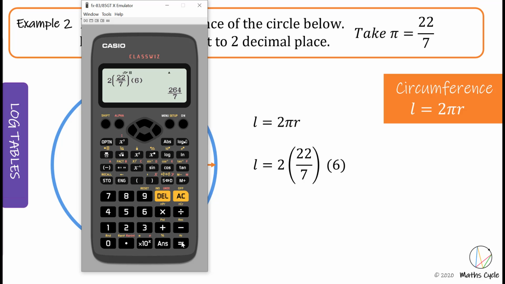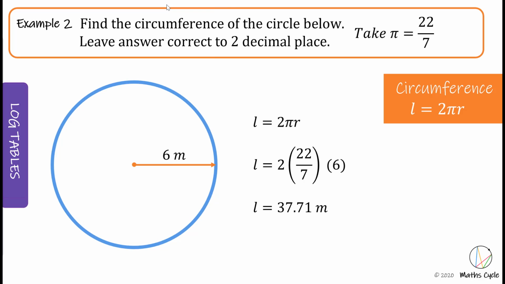Again, we've been given the answer as a top-heavy fraction, so let's use our SD button to get our decimal answer. So we have 37.714285. Now my question asks to leave the answer correct to 2 decimal places. So to 2 decimal places, that would be 0.71. Check the number after, which is a 4. Now that's less than 5, so we will round down. So we will take our answer to be 37.71. So 37.71 meters is our unit this time, and that is the length of our circumference.